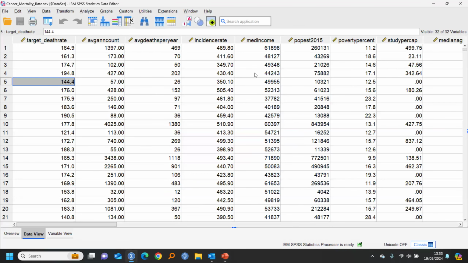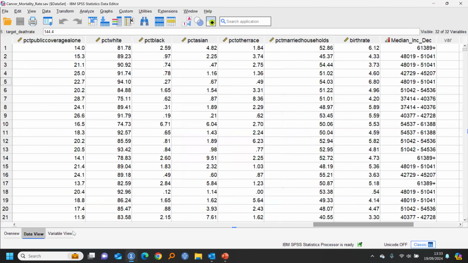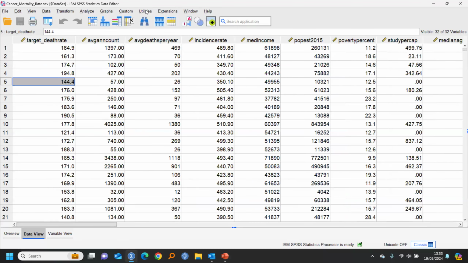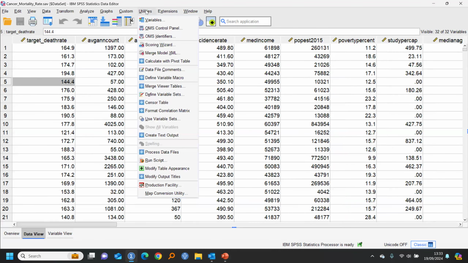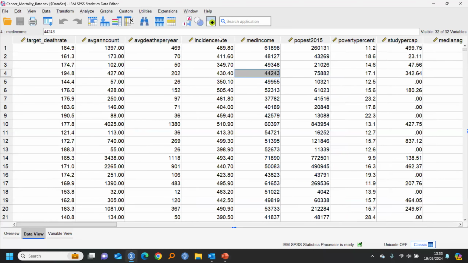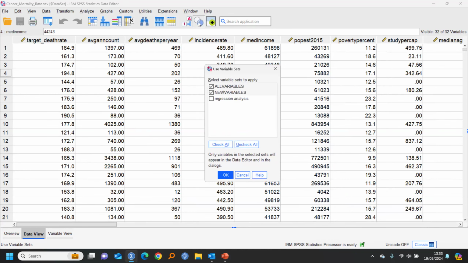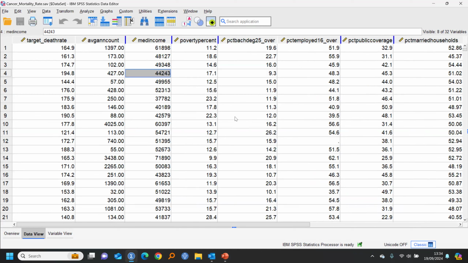In fact, before I even do that, I've got quite a lot of variables to work with, so it can be a bit confusing. It turns out that if you use utilities, define variable sets, you can create groups of variables and mask out the ones you don't want to use. And you switch that on by clicking use variable sets. And I'm going to say, don't show me all the variables, just show me the ones I'm using for the regression analysis and any new variables that are created. And I click OK at that point. It just masks out the ones I don't want to use.